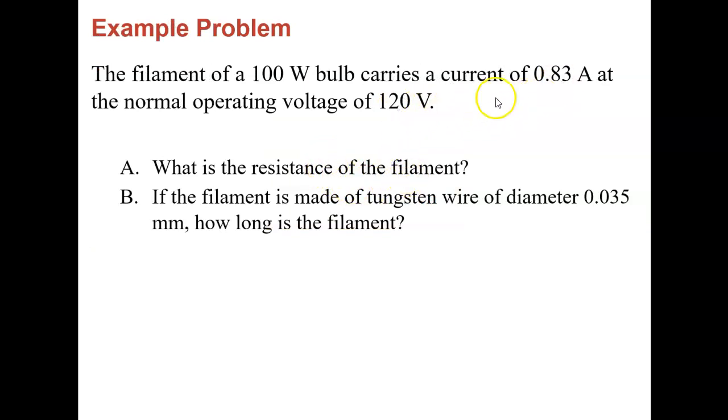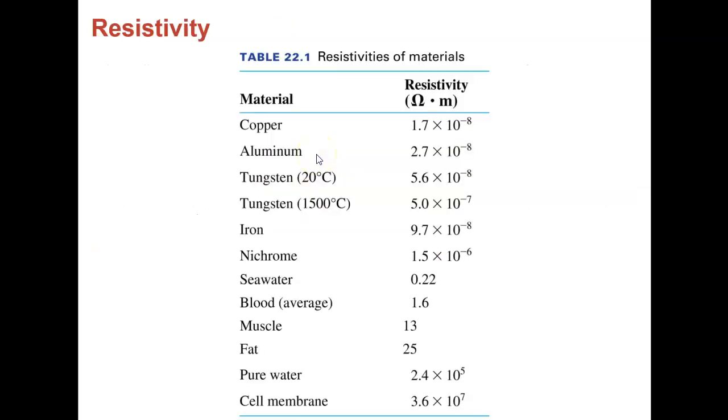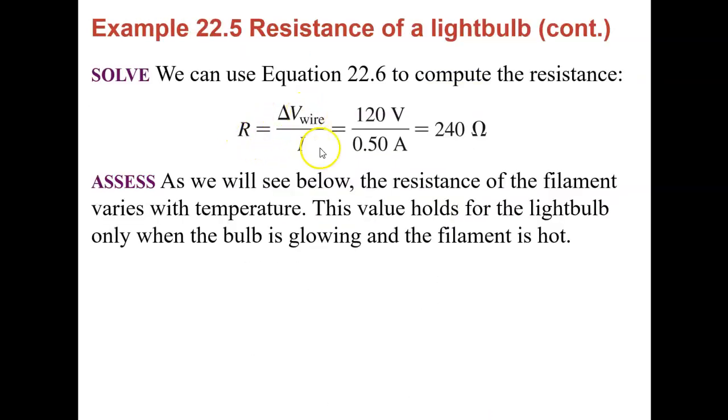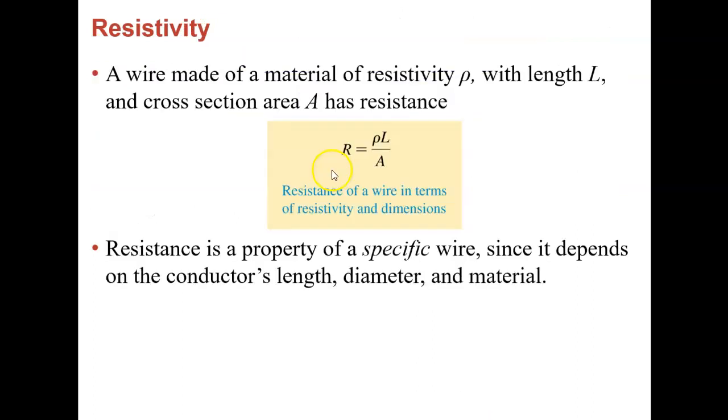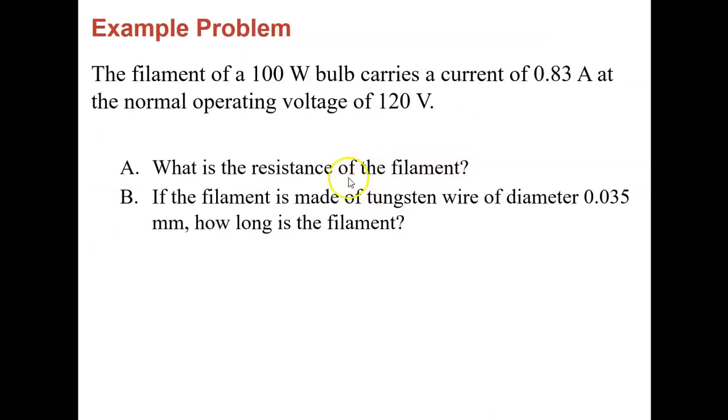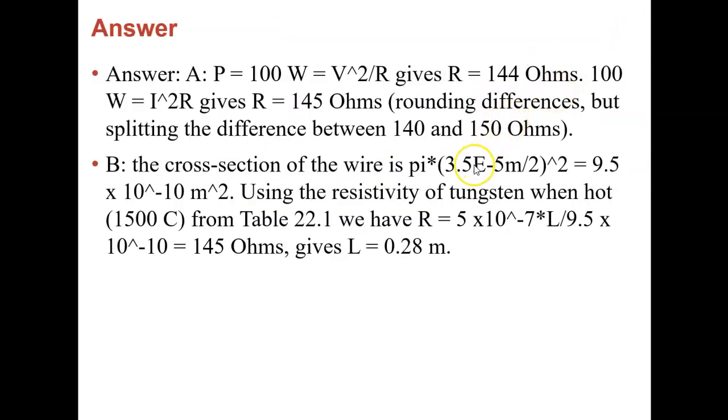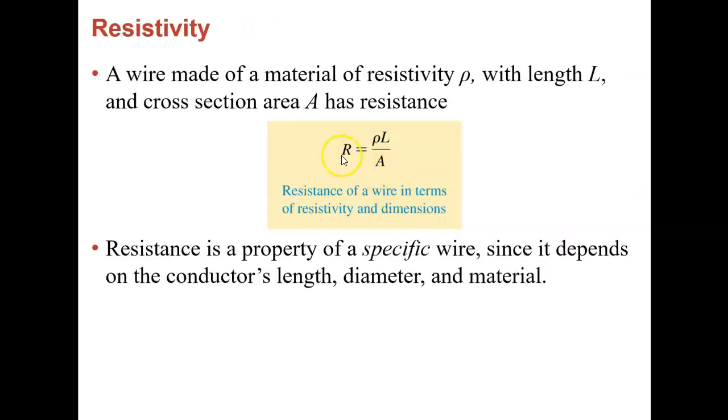Since we have voltage and current, we can find resistance. Since we have back here, resistance is voltage divided by current. So resistance is voltage divided by current, 120 divided by 0.83, to get 145 ohms of resistance. So now we have resistance.